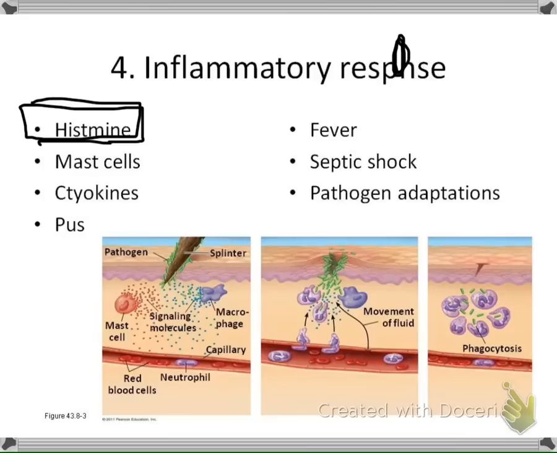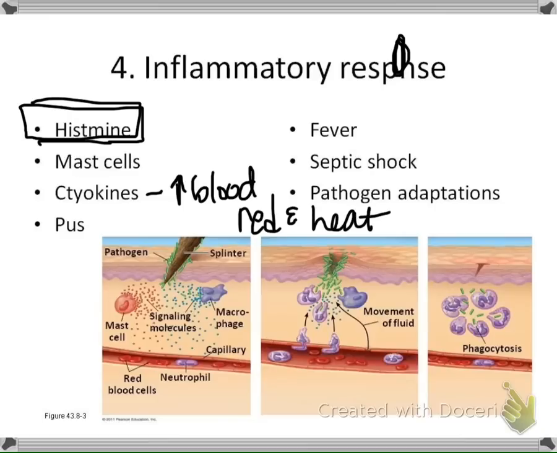And then activated macrophages and other cells just discharge cytokines, which signal the response. Signaling molecules that enhance the immune response. What's going to happen is the cytokines are going to increase your blood supply, and that's going to lead to the redness and heat that goes along with inflammation. And then your blood-engorged capillaries leak fluid into neighboring tissue, and that causes swelling.